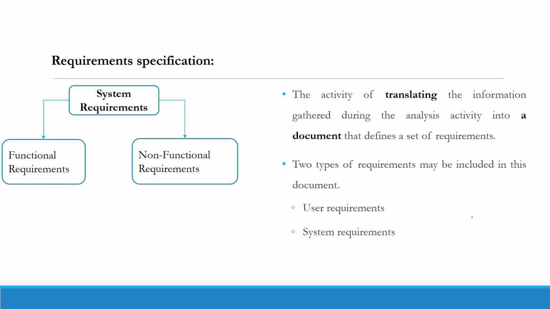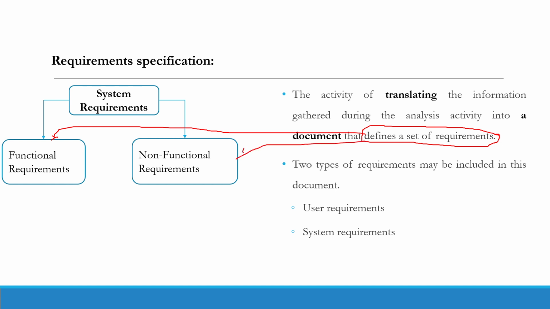This requirement can be a user requirement or a system requirement. When we say requirement specification, we mean translating the information gathered during the analysis activity into documents that define sets of requirements. So this document will contain a set of requirements. These requirements later on will be the system services, or it could be the system's functions at the same time. Maybe it will determine the non-functional requirements, that means the quality or the performance of the system.